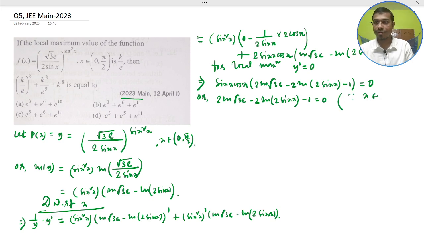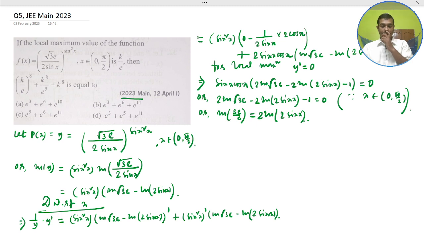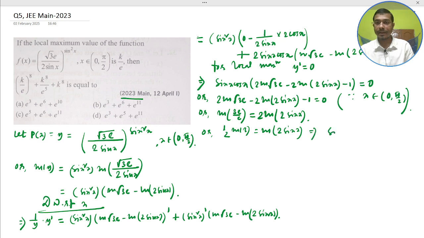So this would become ln 3e by e is equal to what? 2 ln 2 sin x. Simple mathematics to do here. So this should be half ln 3 equal to ln 2 sin x. That implies sin x should be what? sin x should be √3/2. This is the value of sin x.